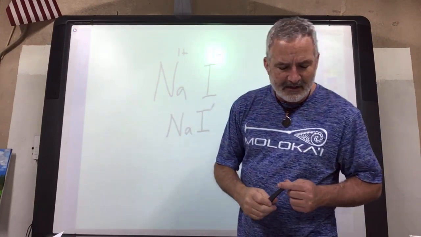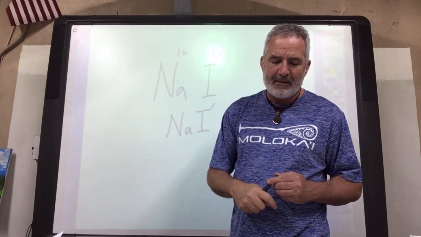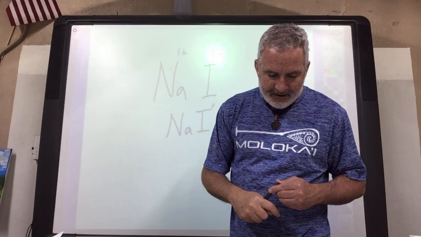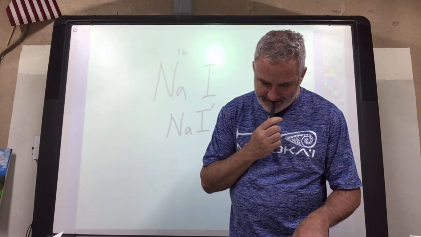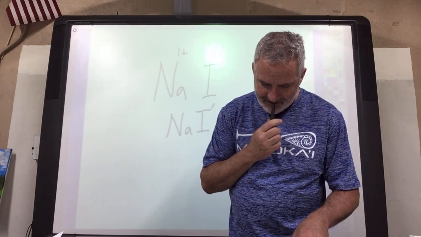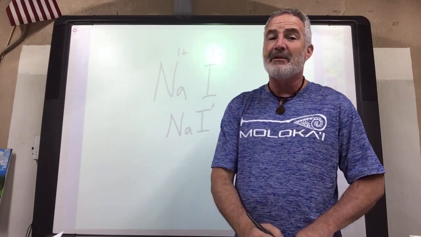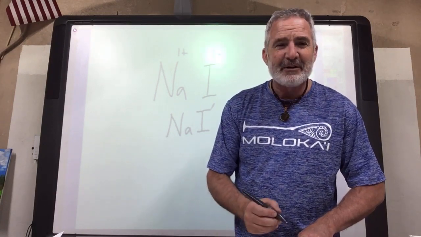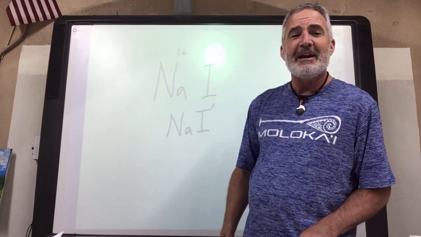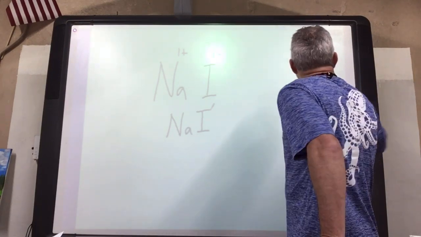All right, so let's do one that's more challenging. Let's do one with a polyatomic ion. No, let's not do sodium carbonate. We're going to do calcium nitrite, letter G, on page 227. Calcium nitrite, letter G, page 227. All right, here we go.